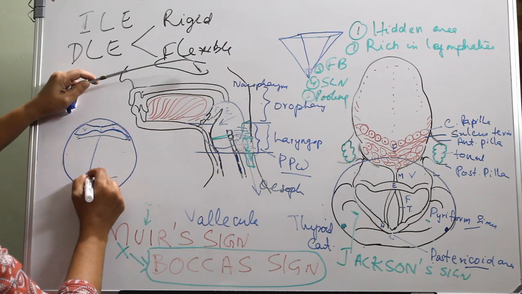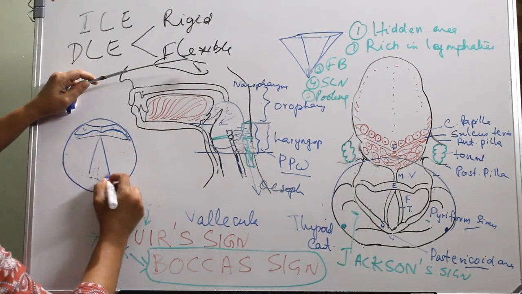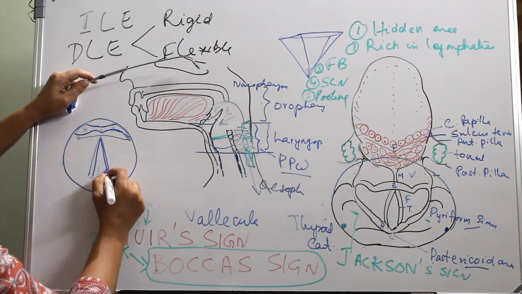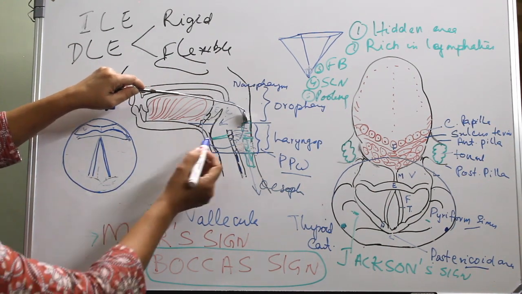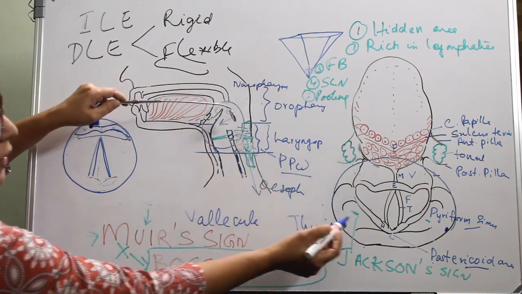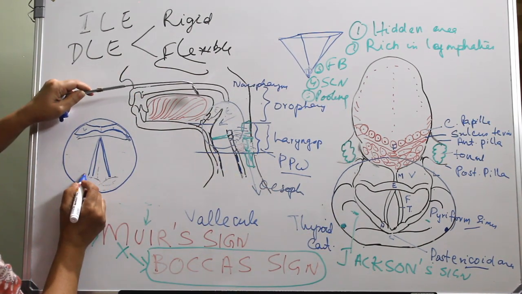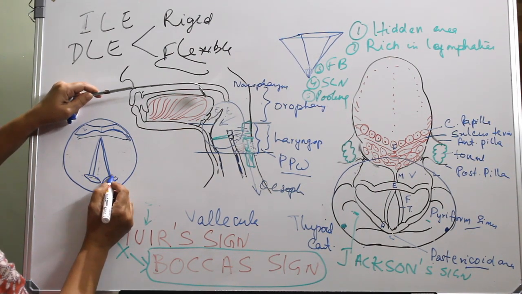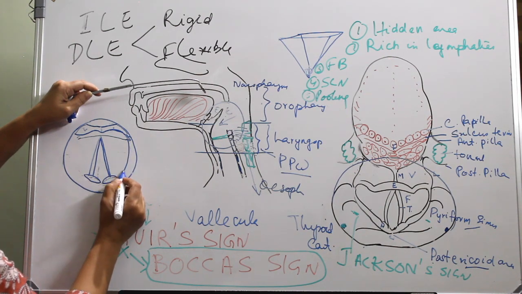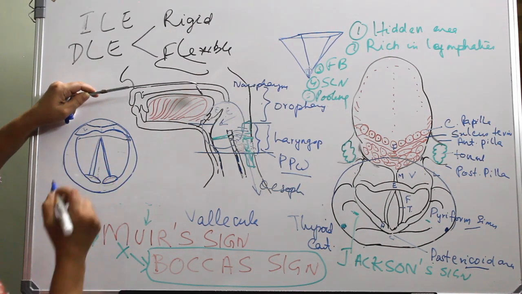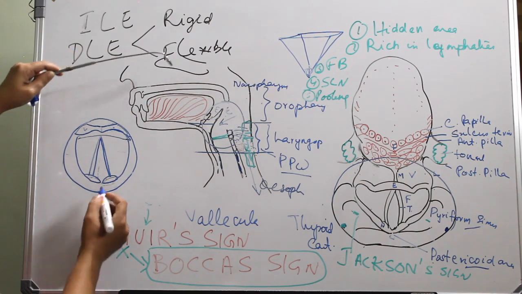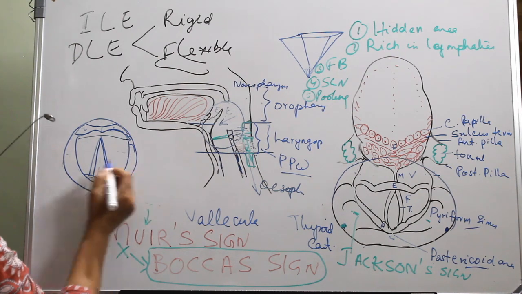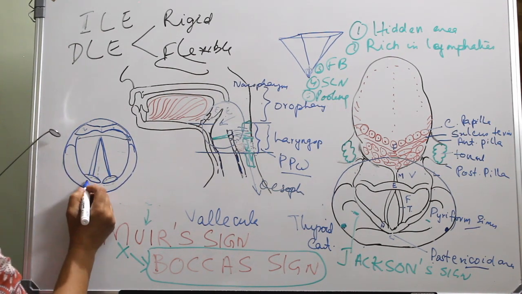Okay, you see the false cord, and also you will see the true cords, right? This 2, and after that, when you tilt it, you will see the arytenoids and also the aryepiglottic folds, right? You will see the arytenoid and also aryepiglottic fold like this, and then also you will see the pyriform fossa.